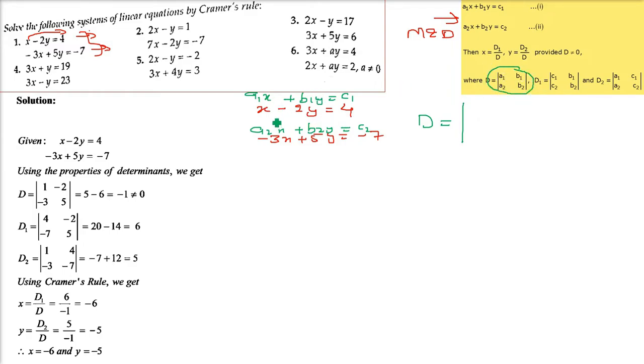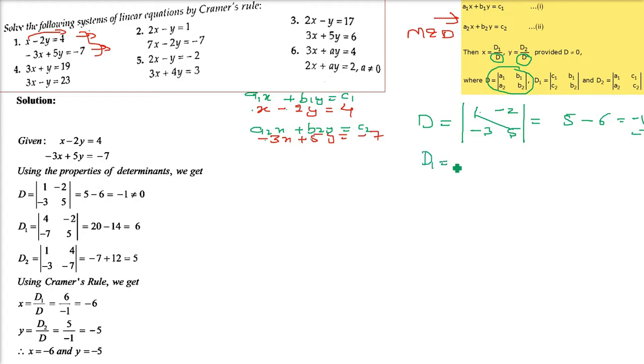So first is the basic determinant, D. a1, a2 are 1 and minus 3, then b1, b2 are minus 2 and 5. To get this value: 5 minus 6, so this is going to be negative 1. Please compare this minus 1 with 0. It should not be 0, otherwise certain conditions come that we will discuss in later questions. It should not be 0 as of now.